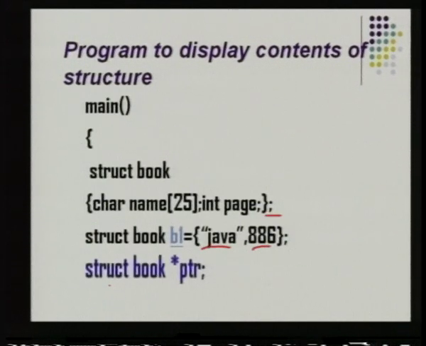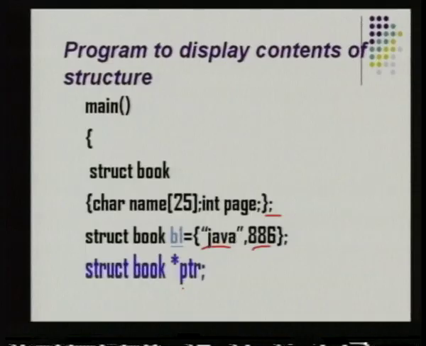Next statement, you again have a variable declaration, struct book and a pointer variable. So in this program we have two variables, one is a general variable, the other one is a pointer variable. Now this pointer variable is capable of holding an address. So we have to give the address of the general variable to this pointer variable and then access the contents using the pointer variable.